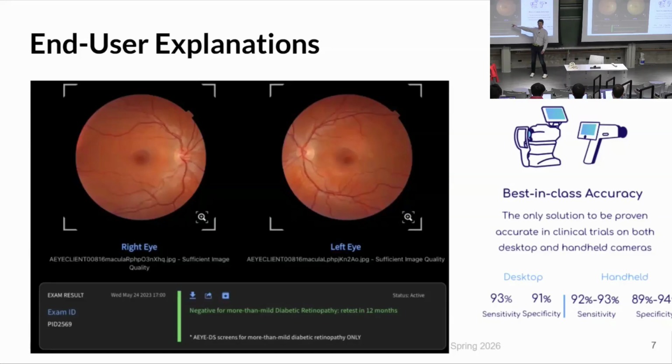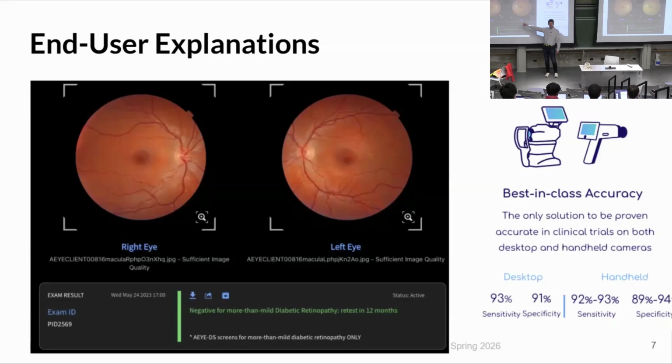This is a screenshot of what they would show to a user. Again, they don't usually share those. This is one of the few screenshots that are public. And the only thing that you could see here is sufficient image quality. Maybe that's an explanation, but otherwise they don't really explain anything. They don't highlight pixels. They only have a result here saying this is negative or not.